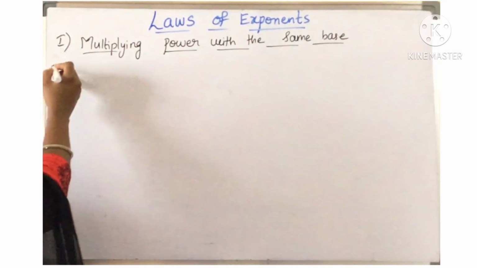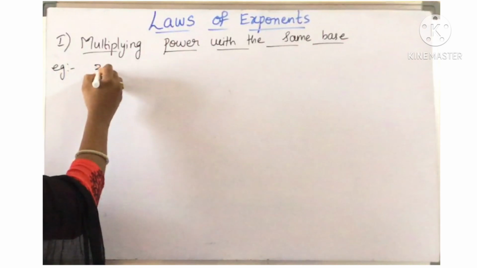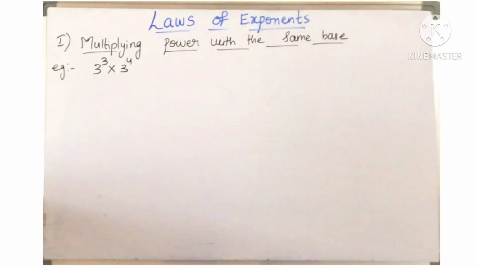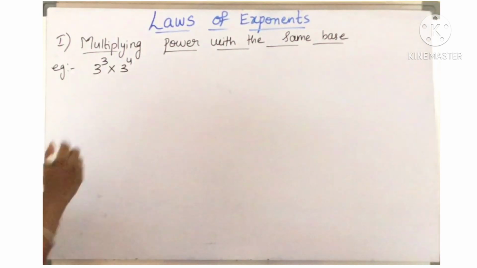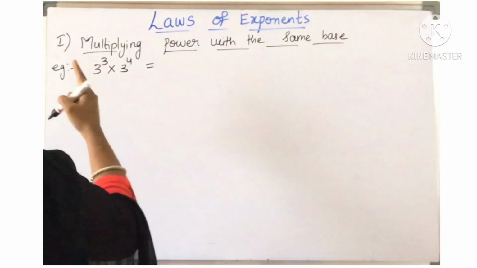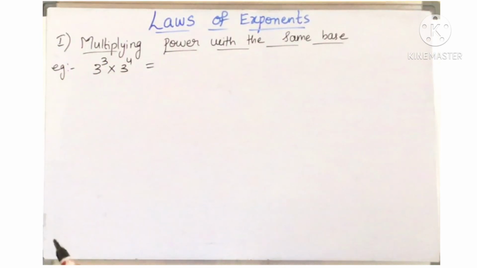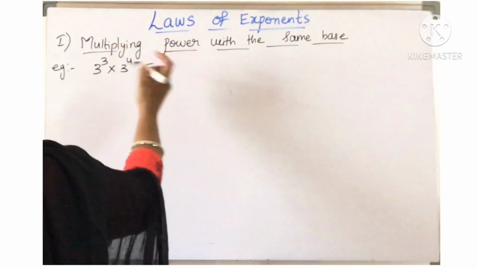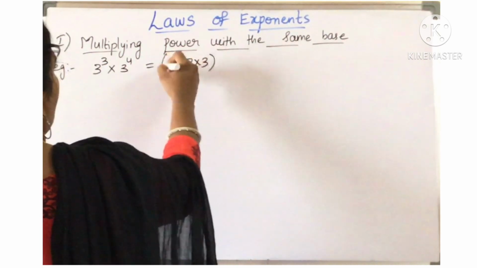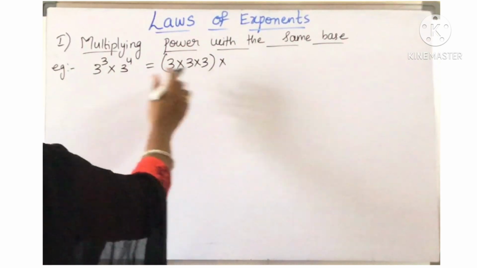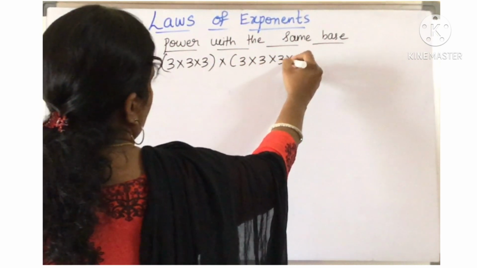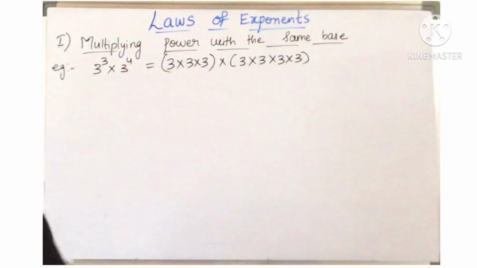Here I will take one example: 3 to the power of 3 into 3 to the power of 4. Now how do you expand this, children? 3 to the power of 3 means we should multiply 3, three times, because the power is 3. So I am writing 3 into 3 into 3. Next, 3 to the power of 4 you write as 3 into 3 into 3 into 3, four times, because the power is 4.